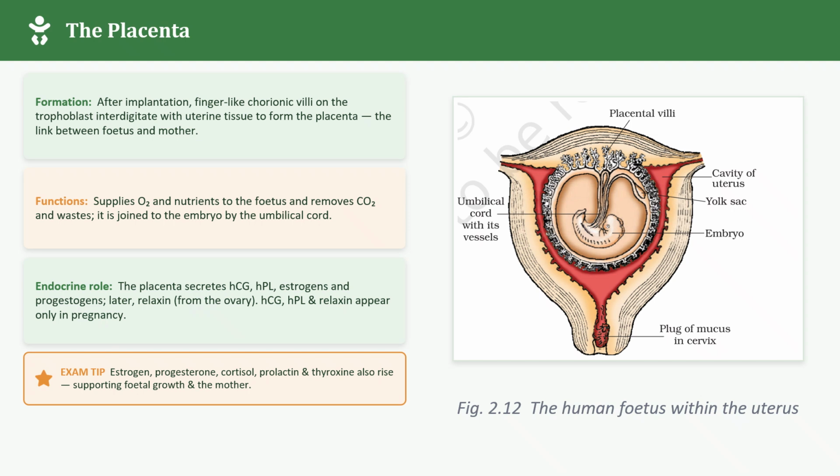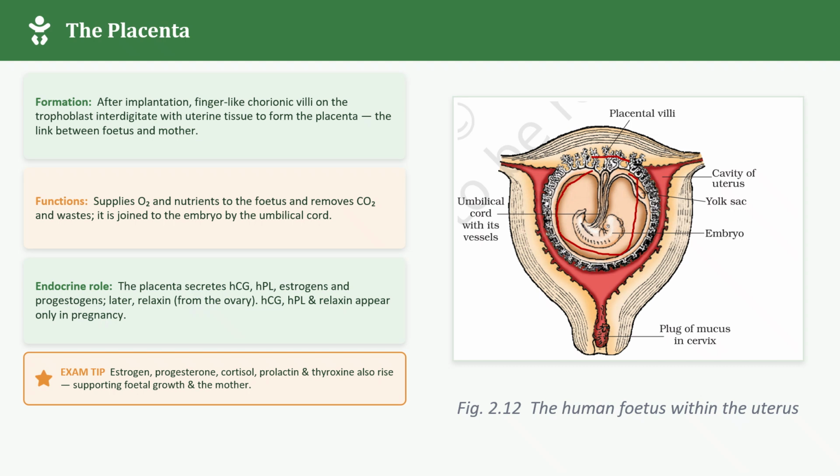So after implantation the embryo becomes closely attached to the wall of the uterus. So the chorionic villi, finger-like projections of the trophoblast. Can you see those things in this picture, children? These are the chorionic villi. They interlock with the uterine tissue, forming a temporary organ called the placenta. So this is the placenta, right? It acts as the connection between the mother and the developing fetus.